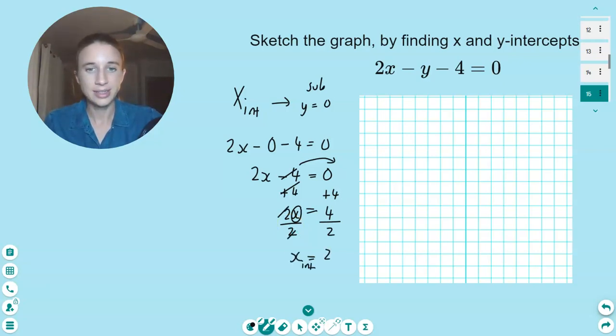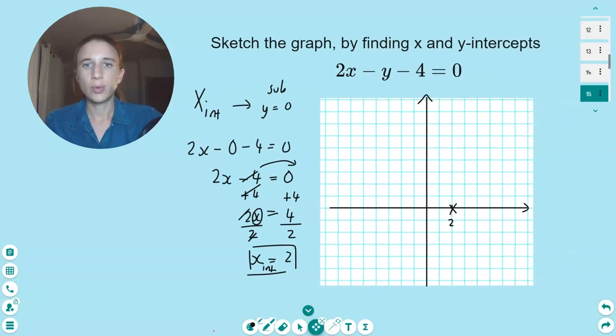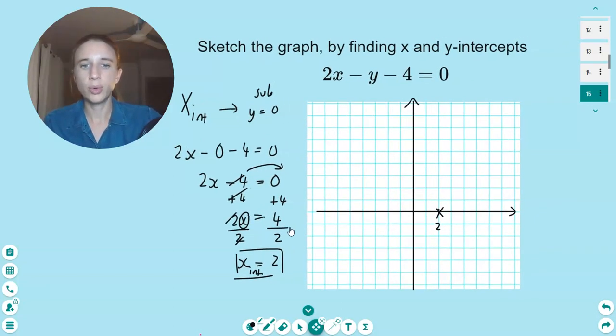X-intercept is 2. So maybe just plot it. Yeah, plot it as you go. Plot the x-intercept, which is 0, 1, 2. And then we've got our y-intercept over here real quick, and then it's over.